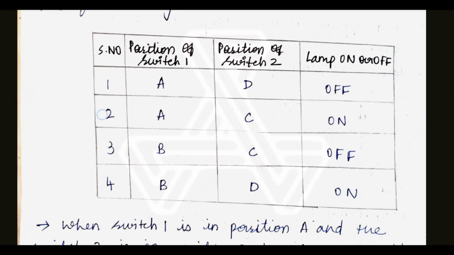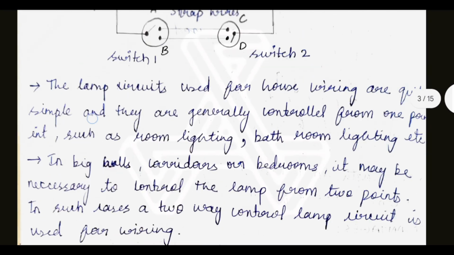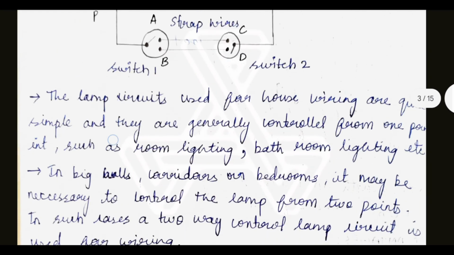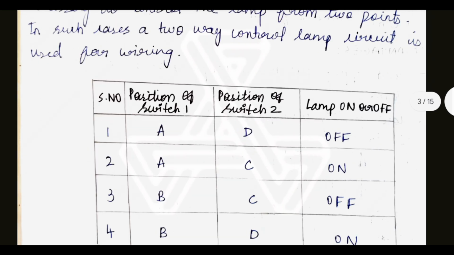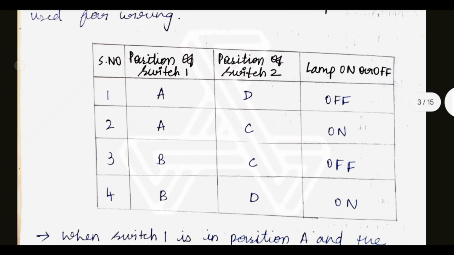Position of switch 1. Position of switch 2. That is A, B, C, D here. Position of switch 1 and position of switch 2. That is A to D, it is off. A to C, it is on. Lamp on or off. Look at the position of this and this.